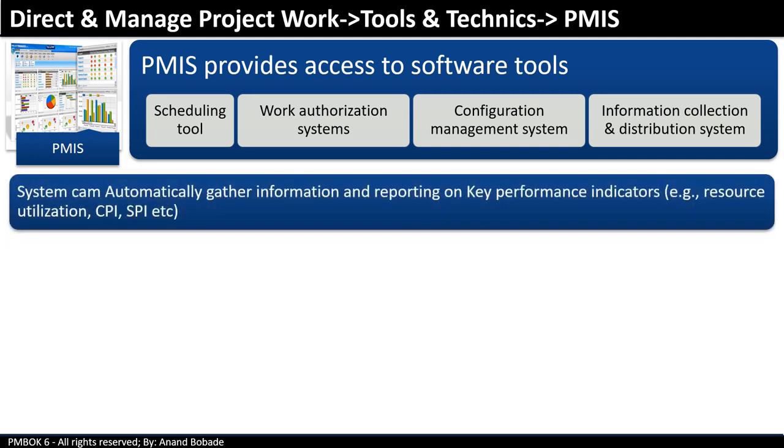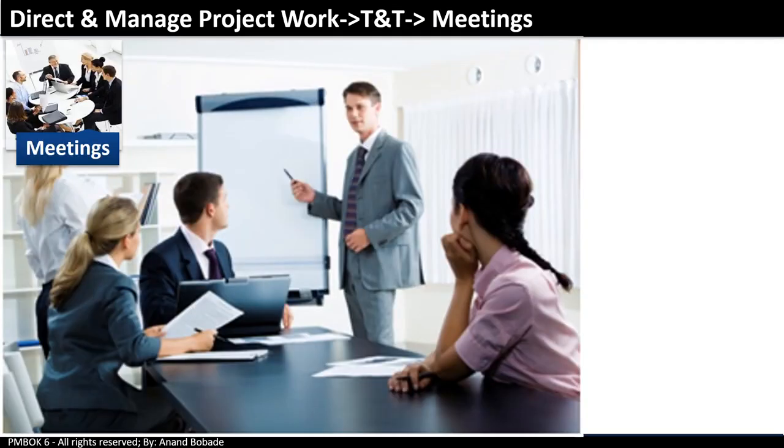System can automatically gather information and report on key performance indicators. For example, project management information system can tell you about resource utilization, resource histogram, cost performance information, schedule performance information, and so on.